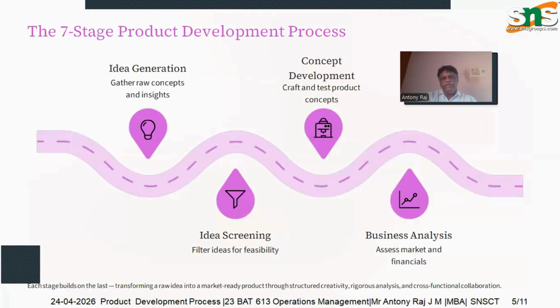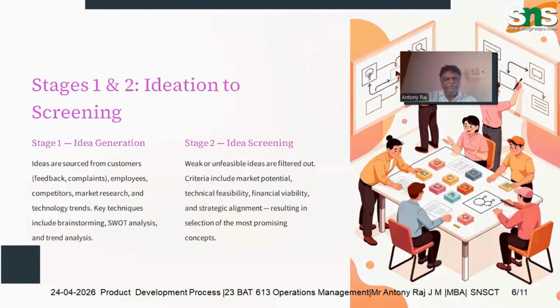And then we have the stages of the development process. We start with idea generation, where we gather the raw concepts and insights. Then the ideas get screened for feasibility and validity. And then the development of the concept is done: crafting and testing of the product concepts, and then the business analysis, assessing market and financials. These are the product development process stages.